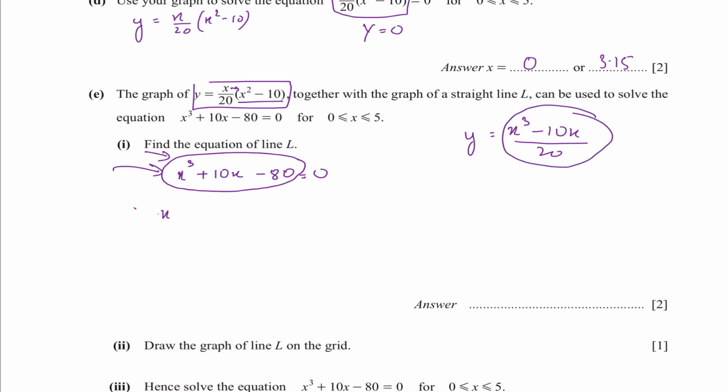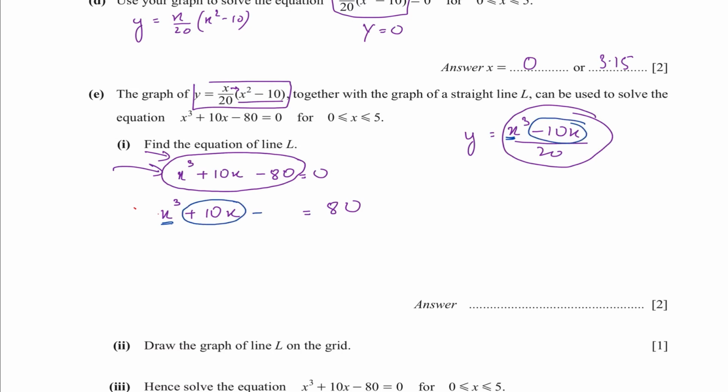The first thing I'll do is take 80 to the right-hand side. So I have x cubed plus 10x, and I'm going to leave some space so that I can add or subtract something, equals 80. Now the next thing: we have x cubed here and x cubed here also, so so far so good. But we have a minus 10x here, and a plus 10x here.